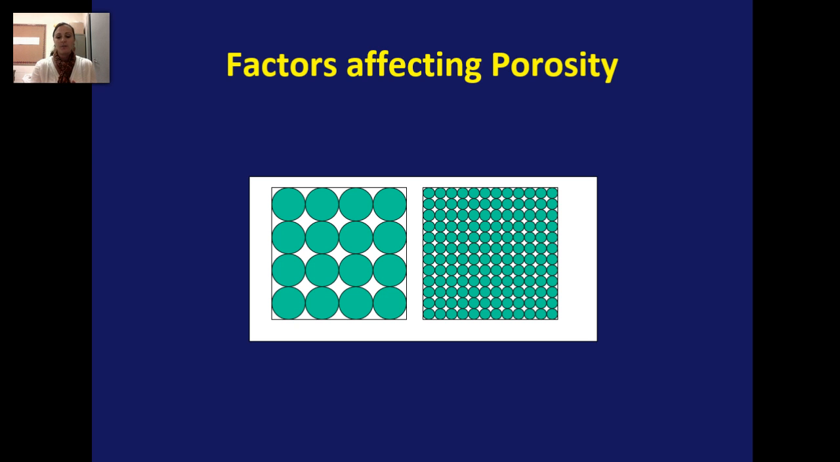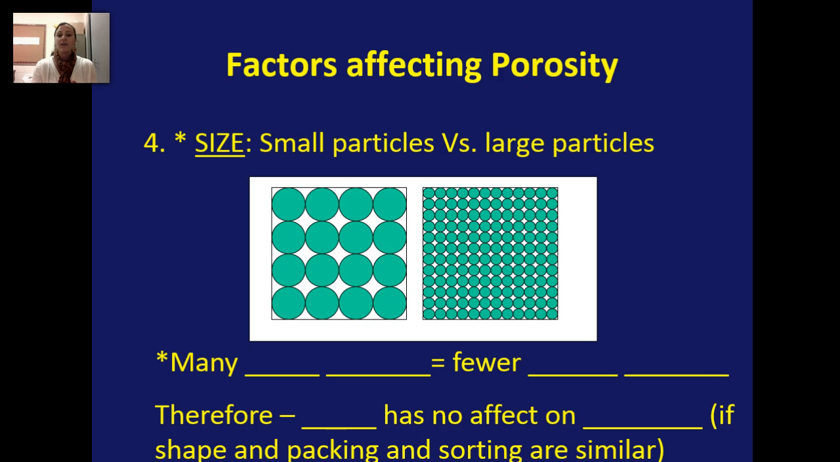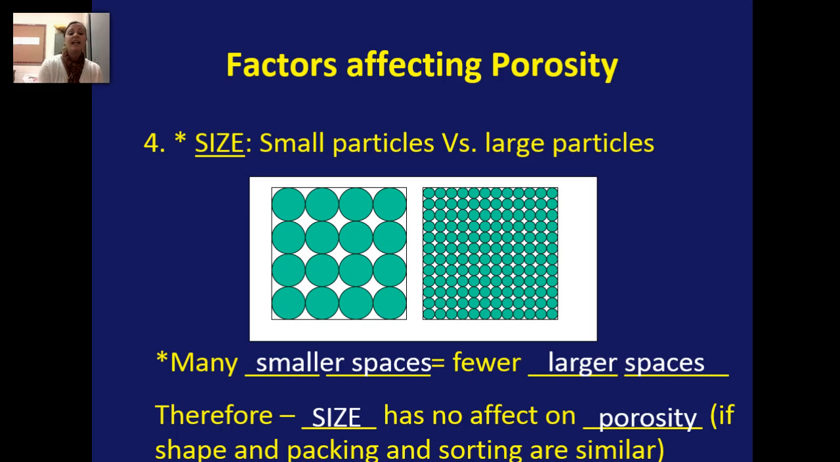Well, this is actually a trick question because they're both going to have the same amount of porosity, believe it or not. The smaller particles and the smaller pore spaces equal the larger pore spaces in the other, because there are more smaller spaces, and there are fewer large spaces. So the pore spaces actually equal themselves. Therefore, size has no effect on porosity if the shape and the packing and the sorting are the same. Once something else changes, then the porosity will change, but size will have no bearing on porosity. They equal the same amount.